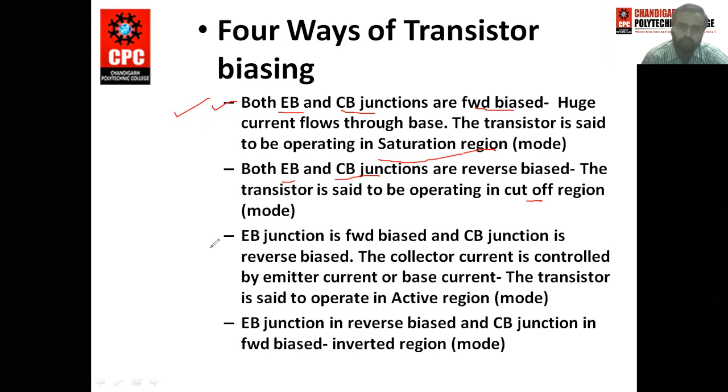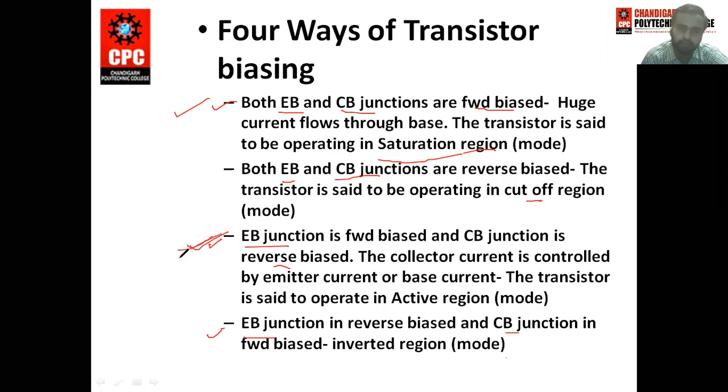Third is your active region. In the active region, the base-emitter junction is forward biased and the collector-base junction is reverse biased. That is known as your active region. Next is the inverted region. In the inverted region, the base-emitter junction is reverse biased and the collector-base junction is forward biased.